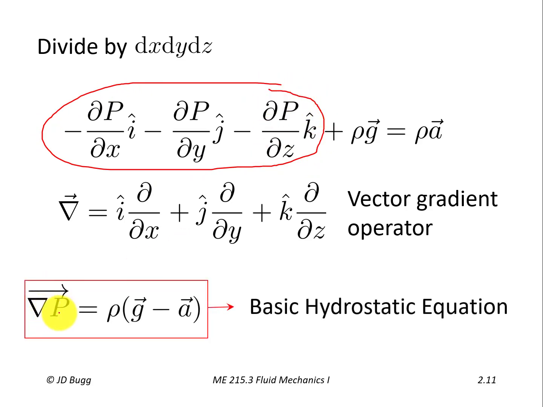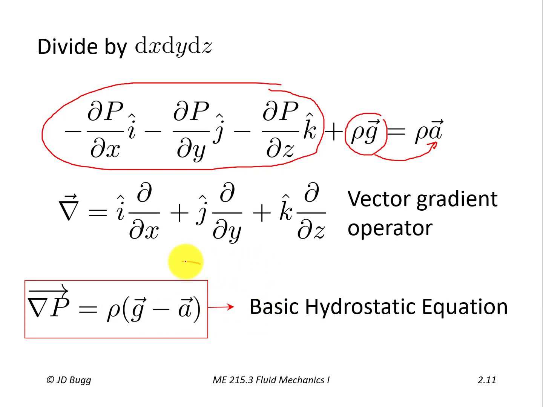So the gradient of P, and that entire thing is a vector, is equal to rho times G minus A. So notice what we've done is we've moved this over to the other side of the equation because density is in both of those, and we factored the density out, and then we multiplied the whole equation by -1 as well. So these negative signs out front here are gone. This is positive pressure gradient is equal to rho G minus A. So this gives us the final form of our basic hydrostatic equation.